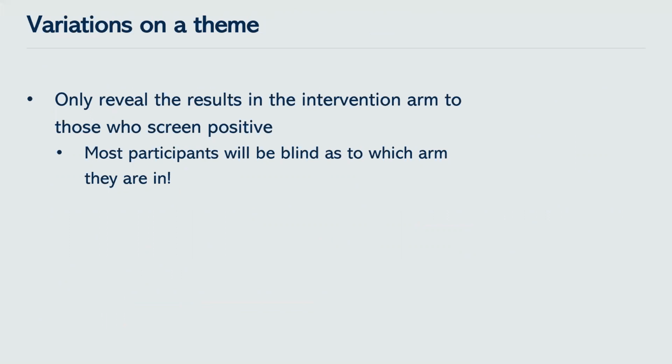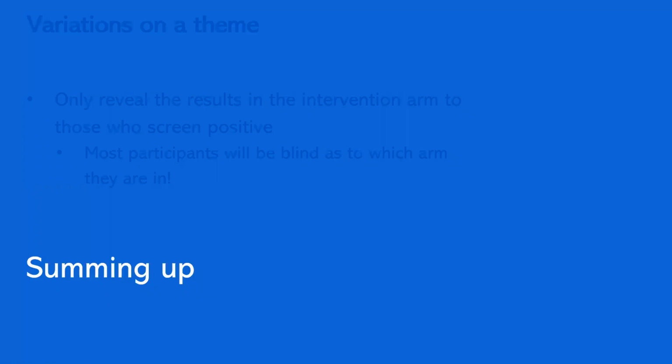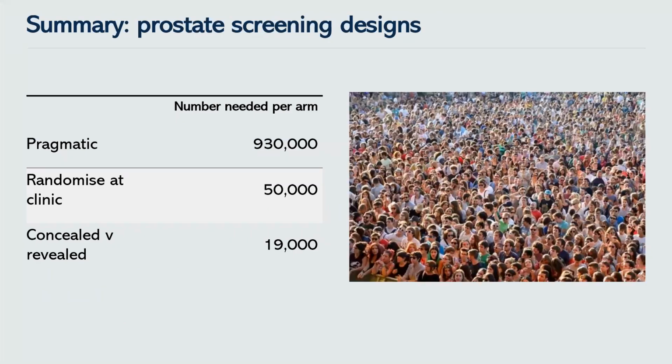Another way of doing it is only revealing the results in the intervention arm to those who screen positive. In that way, most participants will be blinded as to which arm they are in. So if we had not told the men who had a negative PSA test that they'd had a negative PSA test, we would have got something that was much more like a blinded study. So to sum up, in terms of this prostate screening, if you did a randomized controlled trial, pragmatic, you'd need 930,000 men per arm.